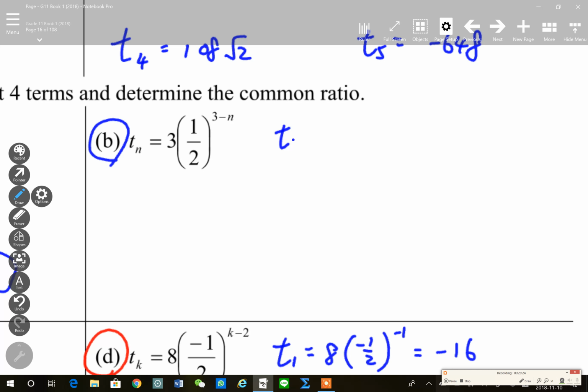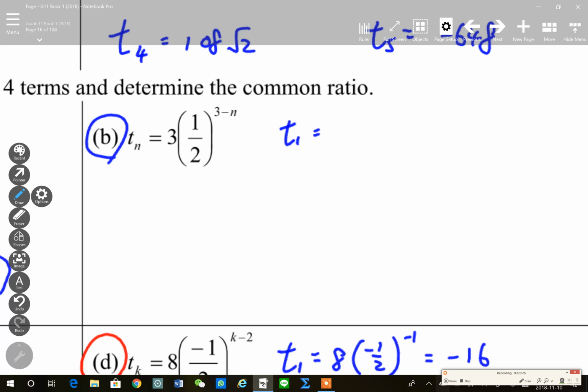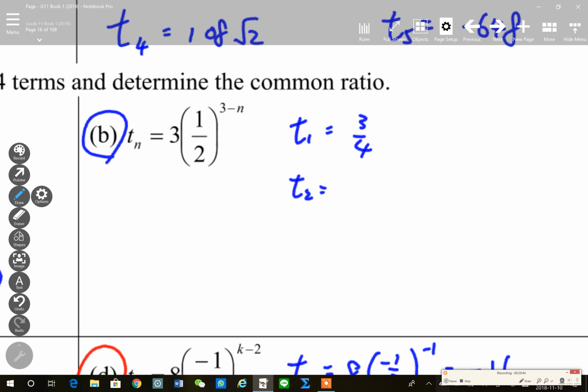Okay. What do you think T1 is? 3 over 4. T1 is, 1 means a square, right? So 1 over 4, 1 over 4 times 3. Agree? 3 over 4? Okay. Now let's do T2. T2 means n is 2. So now it will be 3 minus 2. So this will be half.